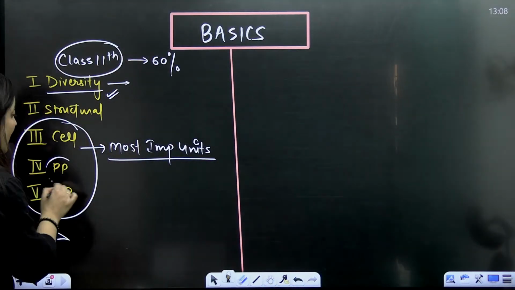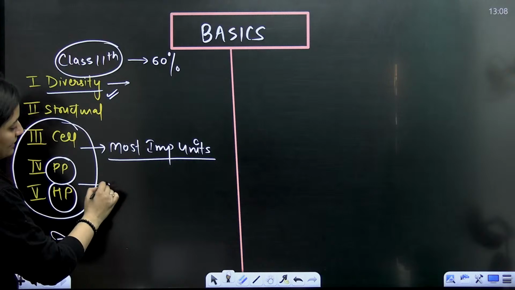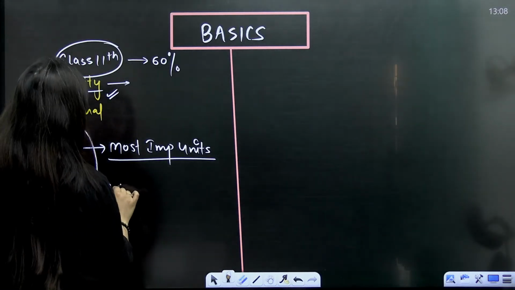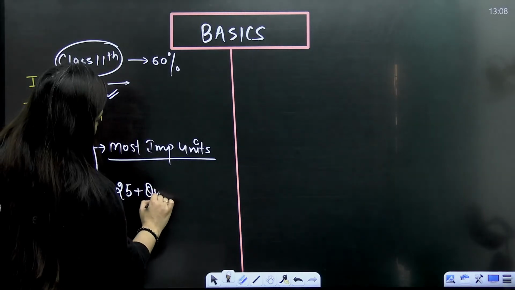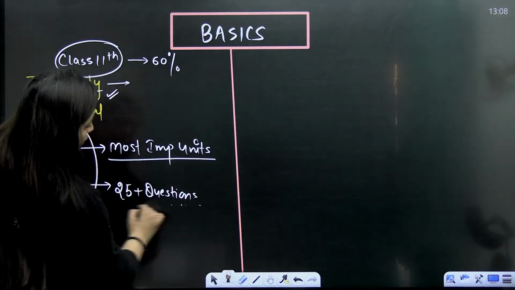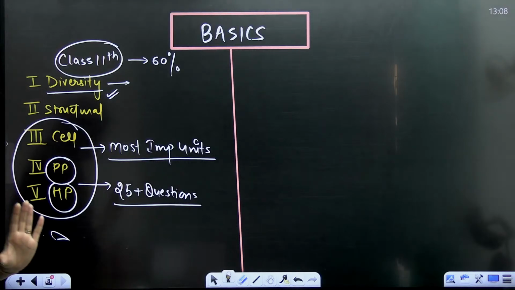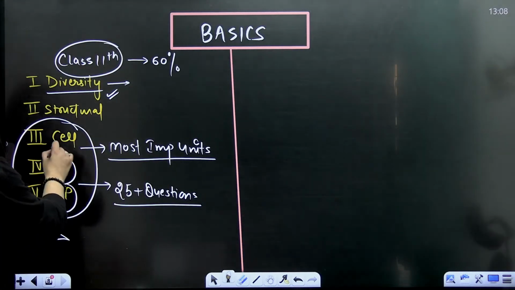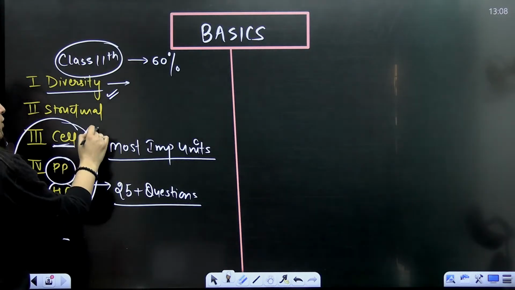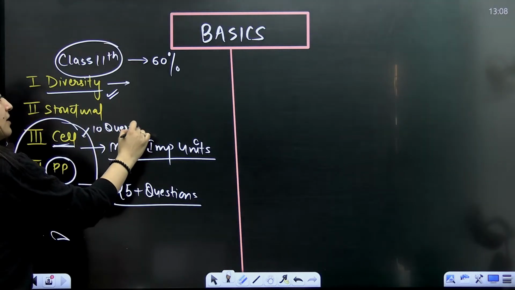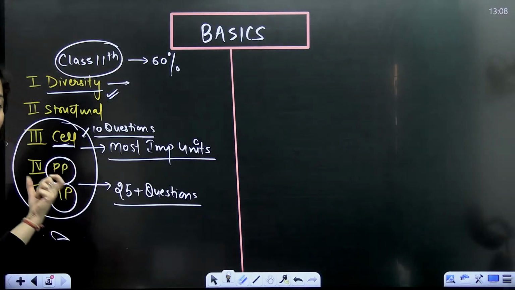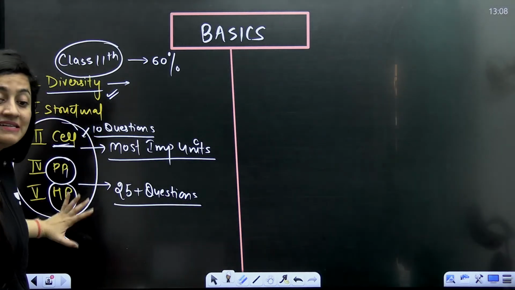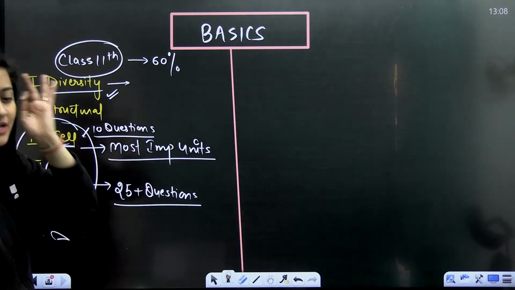If I talk about plant physiology and human physiology, from both of them there are a total of 9 chapters, and you can get a minimum of 25 plus questions from these 2 units only. And in this unit, 3 chapters are there, and you can get a minimum of 10 questions from that unit. So they are very, very important units. This unit is also good, but these 3 are the very, very important units.